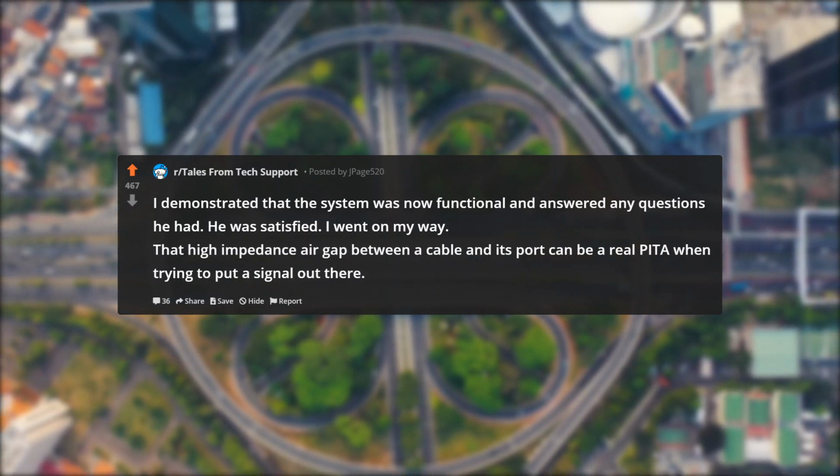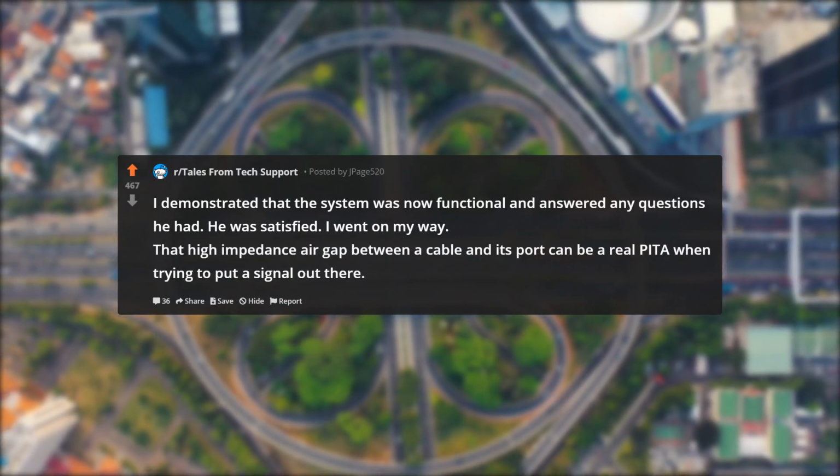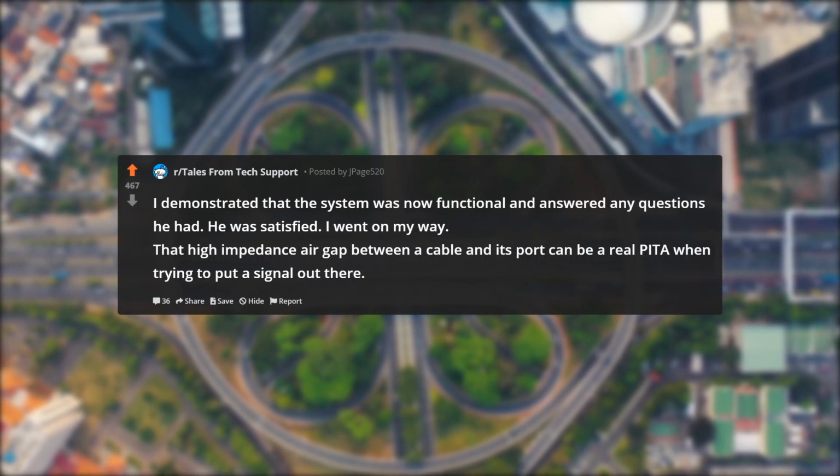That high impedance air gap between a cable and its port can be a real pain when trying to put a signal out there.